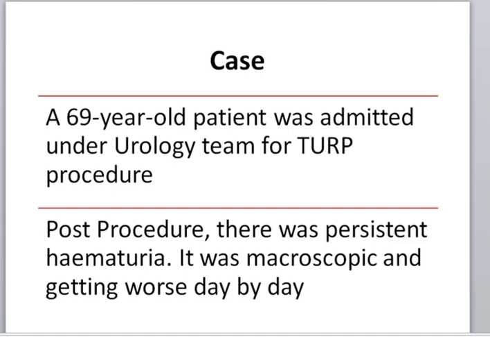So we will start with the case. A 69-year-old patient was admitted under urology following a TURB procedure. Post-procedure, there was persistent hematuria, macroscopic, and getting worse day by day.